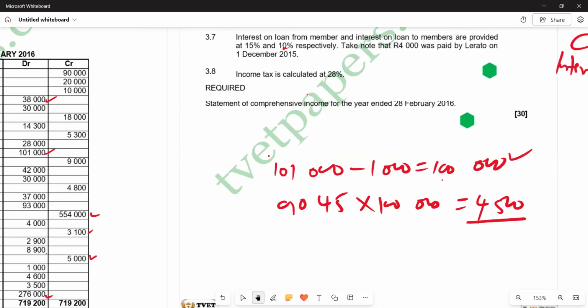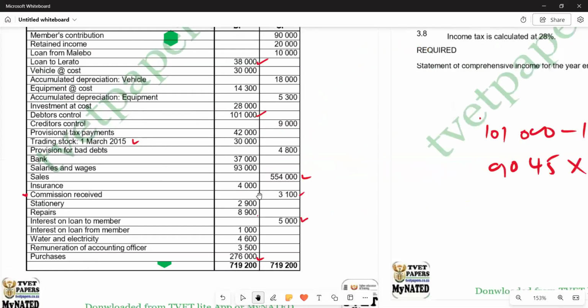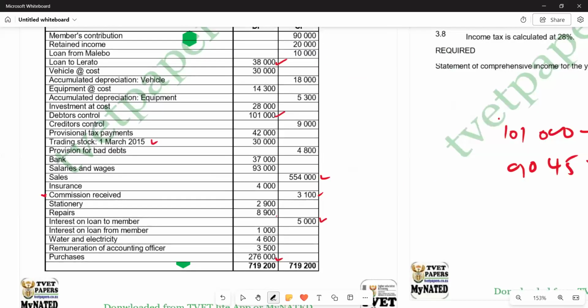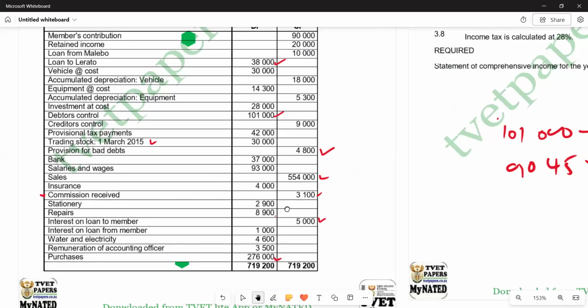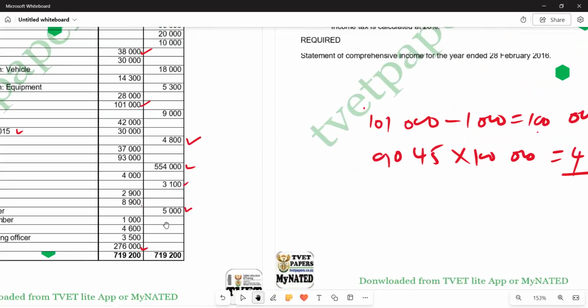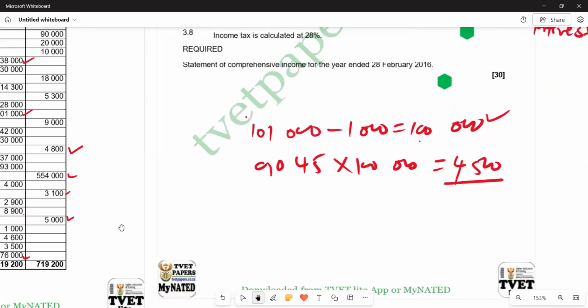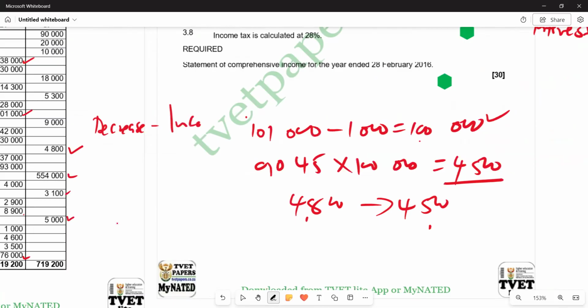Then we compare with the last period to see if there's an increase or decrease in the provision for bad debts for the last period, to find it in the trial balance. So if you come here, you see that the provision for bad debts in the trial balance is 4,800. So we are seeing that there's a movement of provision for bad debts from 4,800 to 4,500. This was last year, and this is this year. And this is a decrease. And we are saying if it's a decrease, it's an income. We put it under plus income.